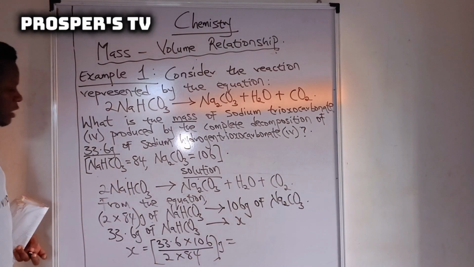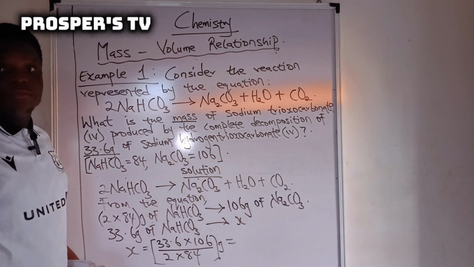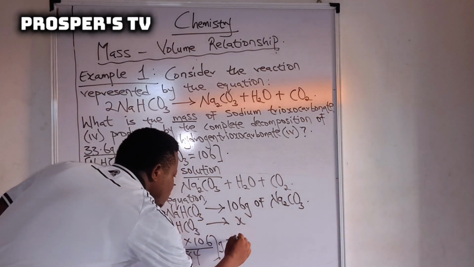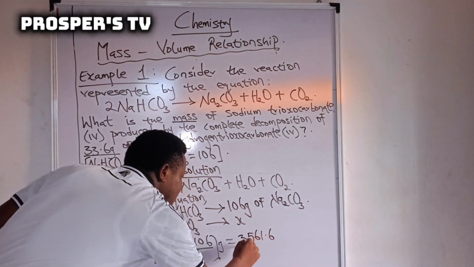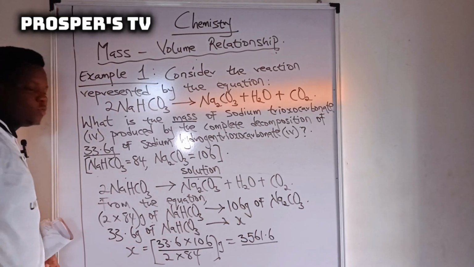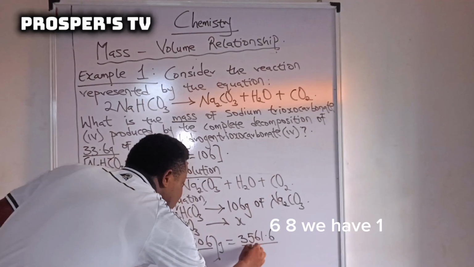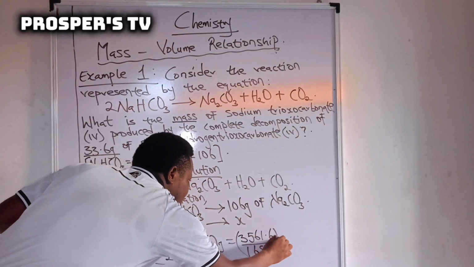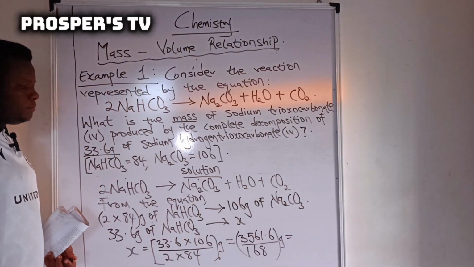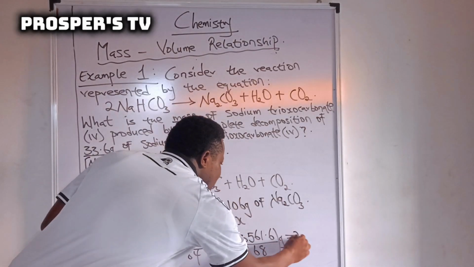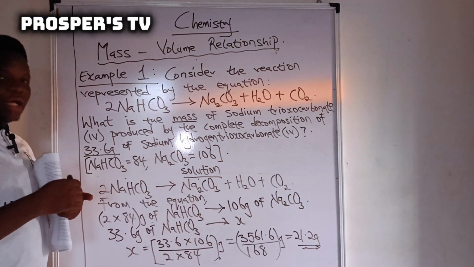So calculator now, we're going to punch this multiplied by this, we're going to have what? 3561.6. Then 3561.6 divided by 2 times 84, which is 168 grams. So finally our answer becomes what when you divide those? 21.2 grams. It's as simple as that.